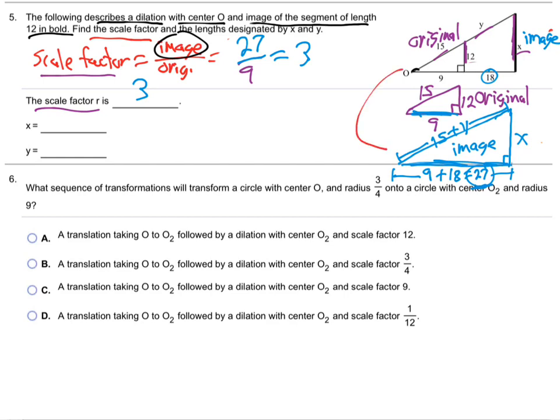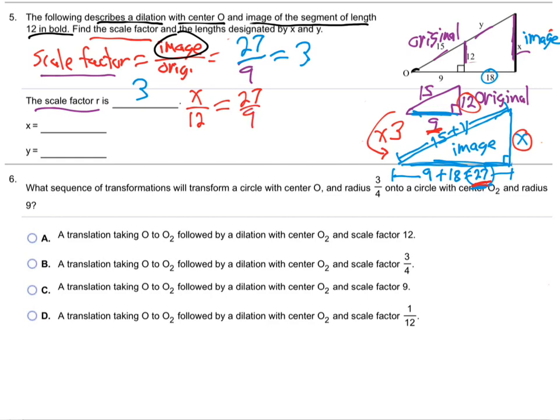To make it more clear, from here to here is times 3, right? The image is 3 times as big, right? 9 times 3 is 27. The new one's 3 times as big. Okay, so we can use that to help us find the other parts. Like, let's find x. How are we going to find x? Well, we start with the image, so x over 12 is equal to what? 27 over 9. Just keep using that 27 over 9.